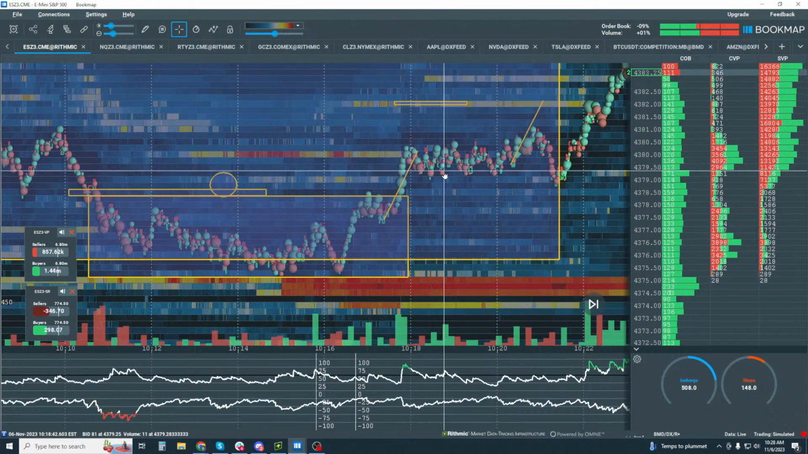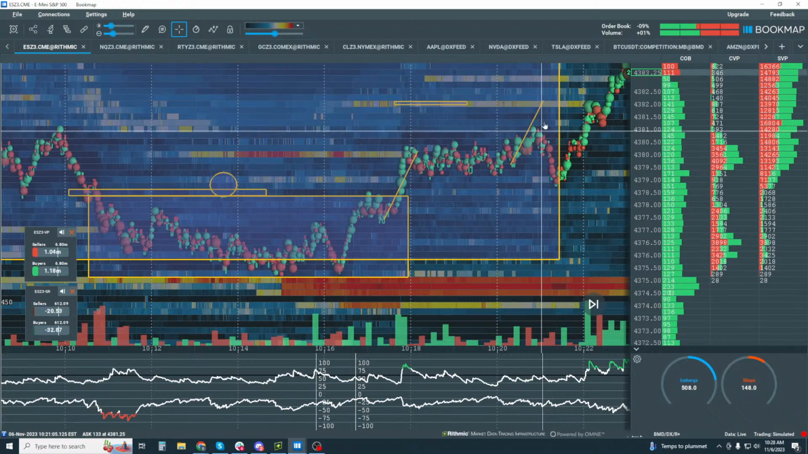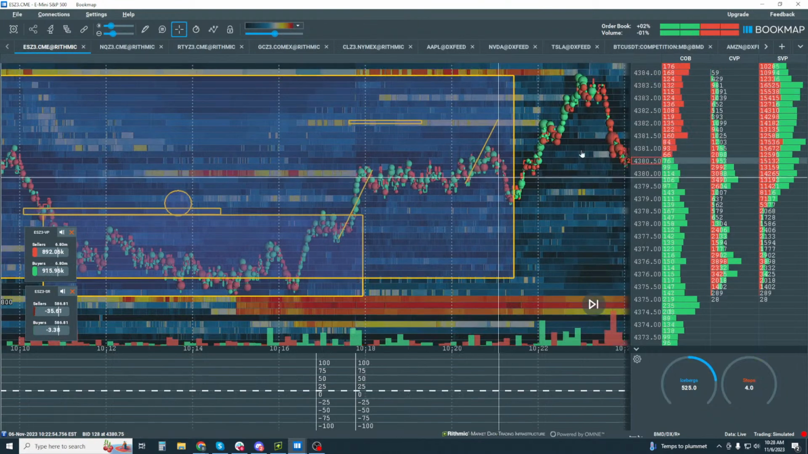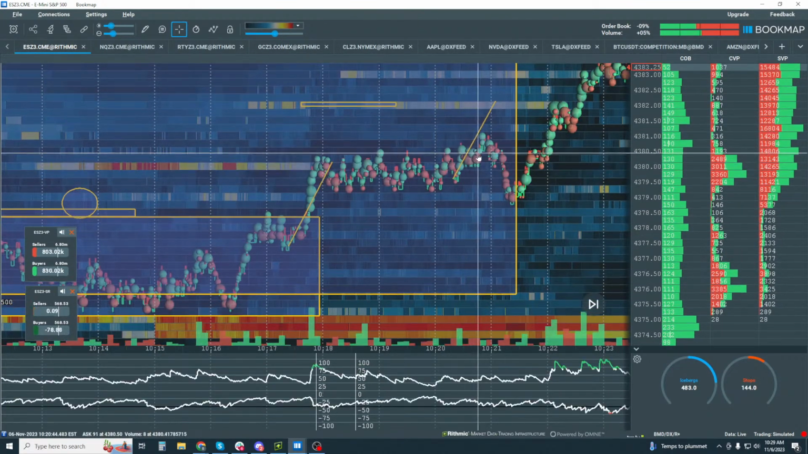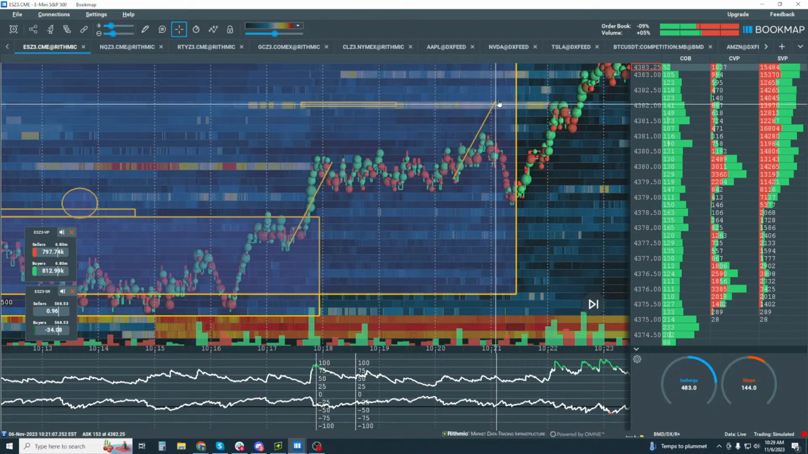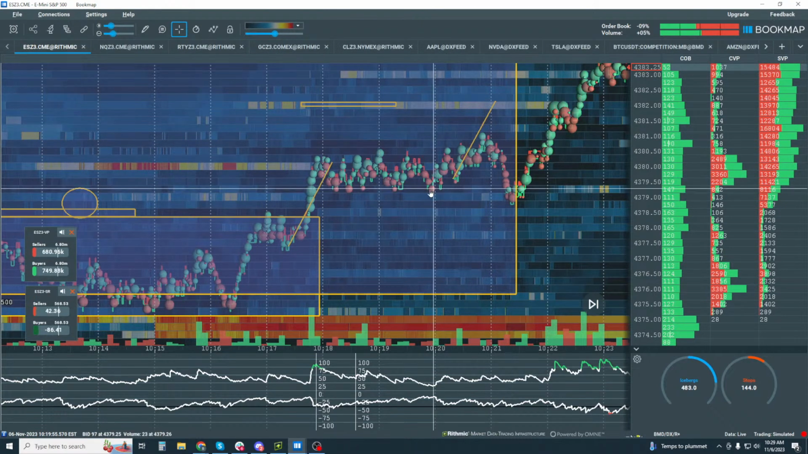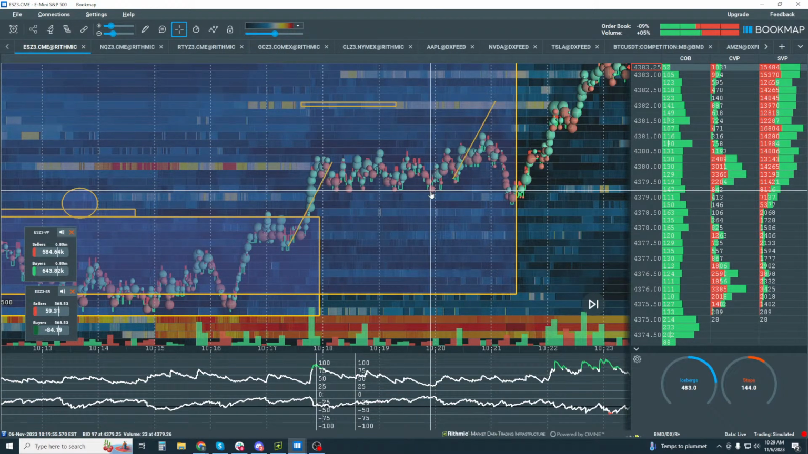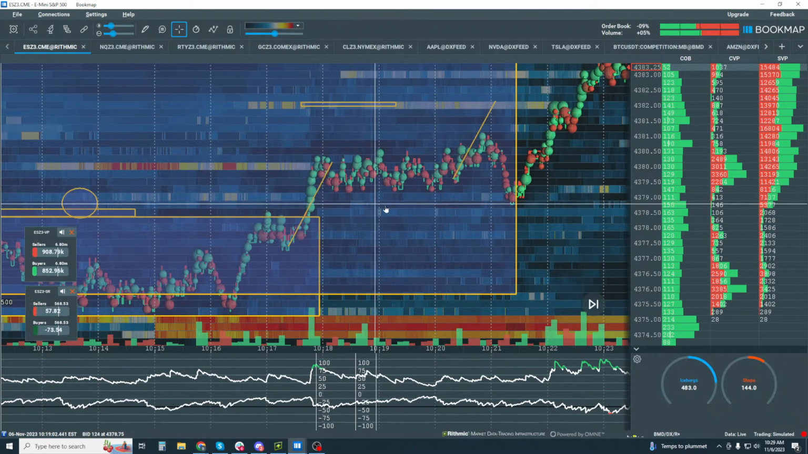Now we're looking for our pullback move, and we're looking for our extension. Right now, this is tricky in here, and this can kind of shatter some confidence, because at this point buyers have it. They can move it. They kind of exhaust out up here. Sellers come in and come back down to the bottom of the range. And this stop was hunted down here below this range.